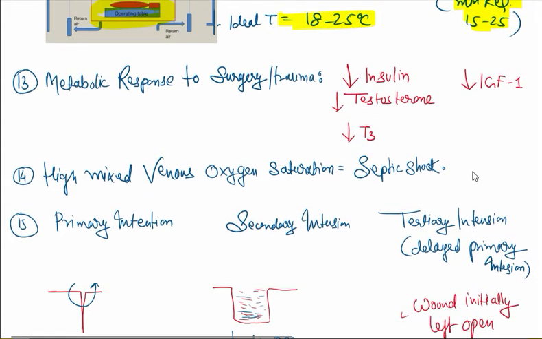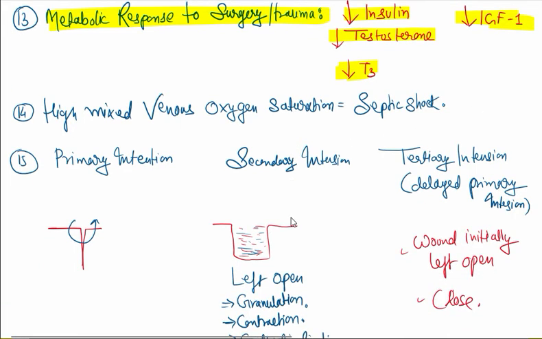Next one, metabolic response to surgery and trauma. The metabolic response to surgery and trauma is decreased insulin, decreased testosterone, decreased T3, and decreased IGF-1. Next one, high mixed venous oxygen saturation. High mixed venous oxygen saturation is seen in septic shock.